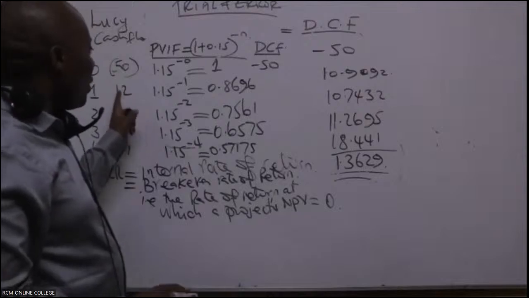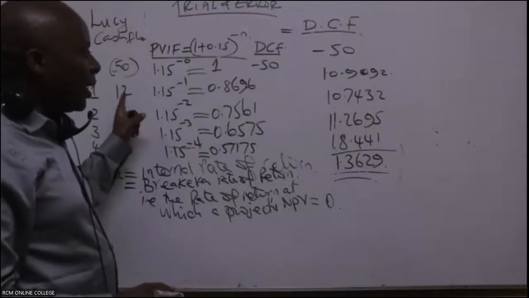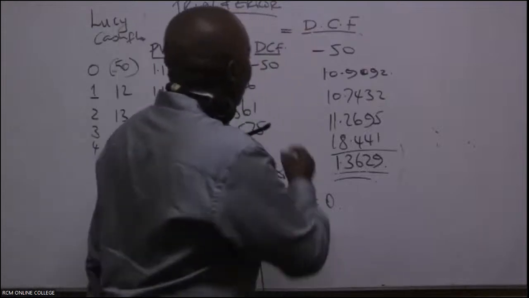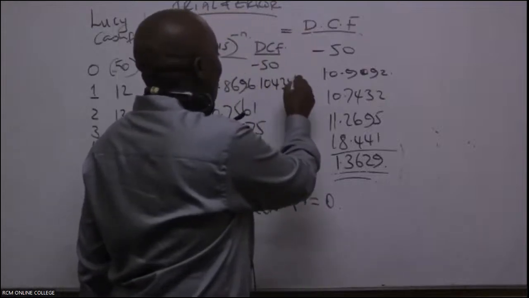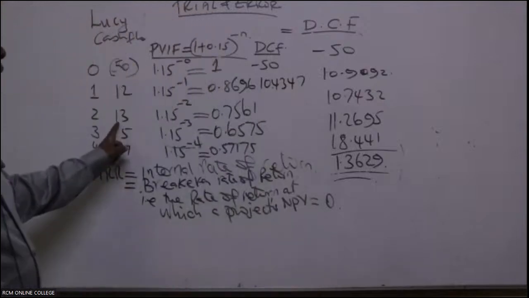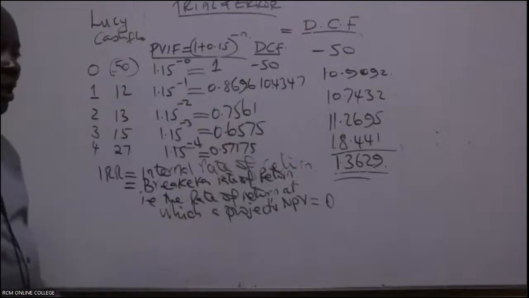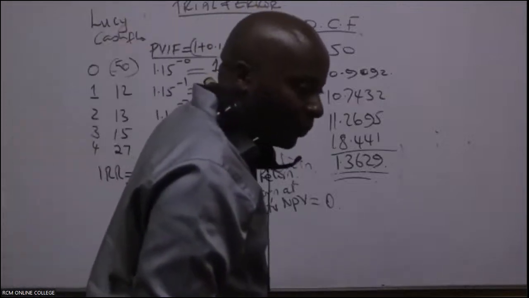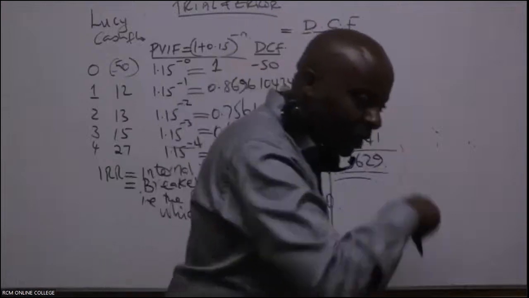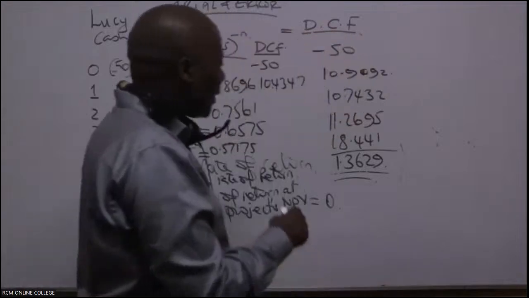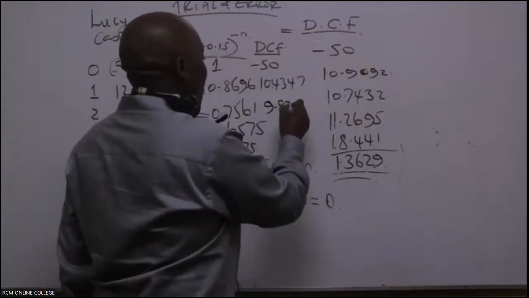How I wish everybody was giving me answers. 4 decimal places still. We have Betty with 10.4347. And then we go to 13. So 13 times 0.7561. What do we have there? According to Betty, she's getting 9.8299, something like that.